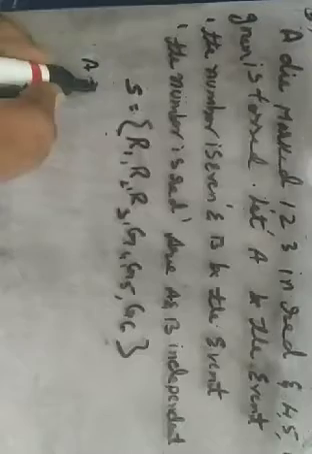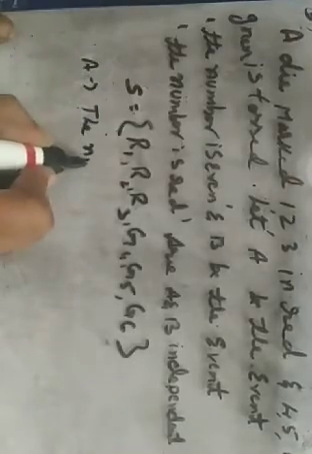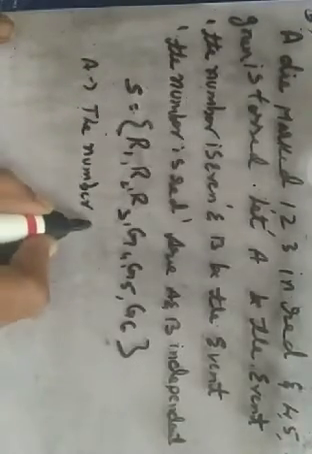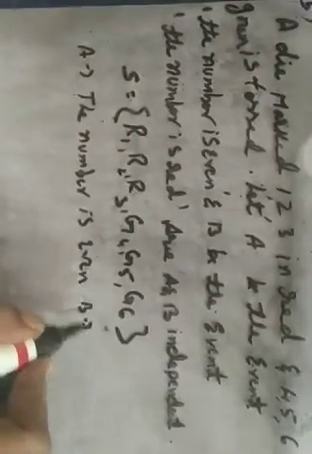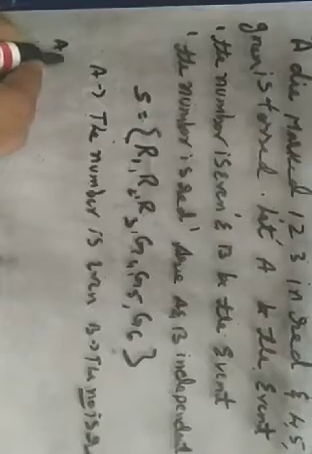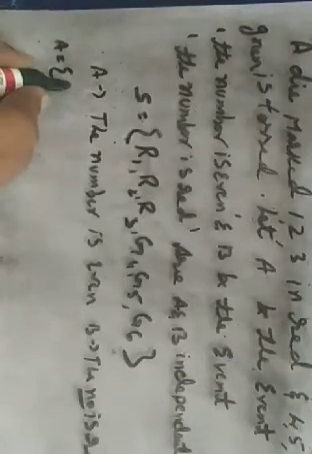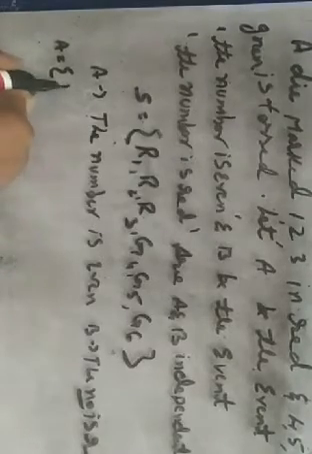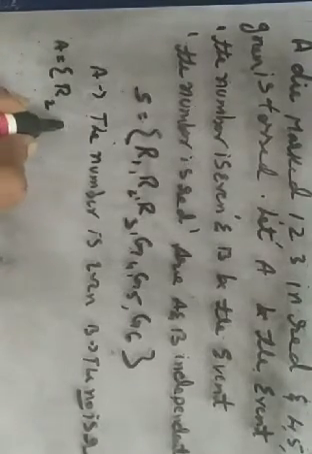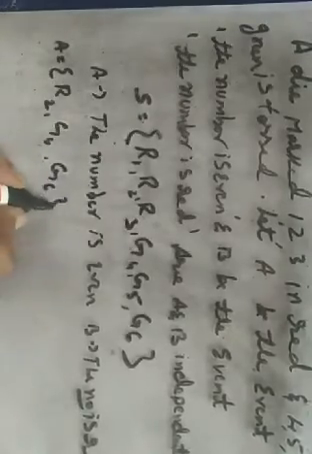A, the number is even. B, the number is red. So what are the A events then? Even numbers, they are not telling whether it is red or green. Only the even numbers we want. Red 2, green 4, green 6.